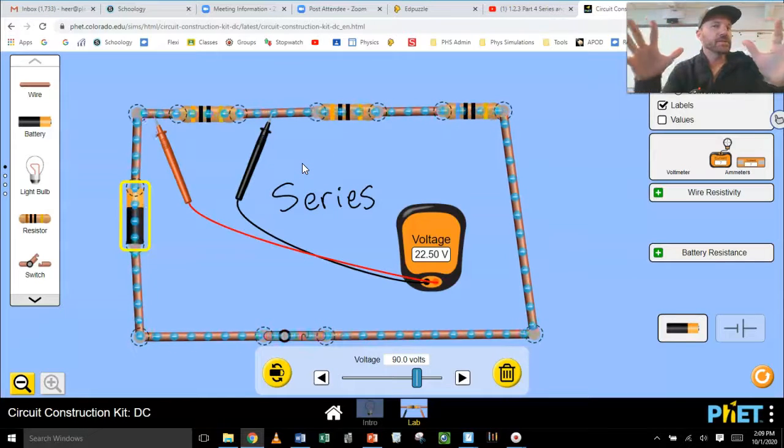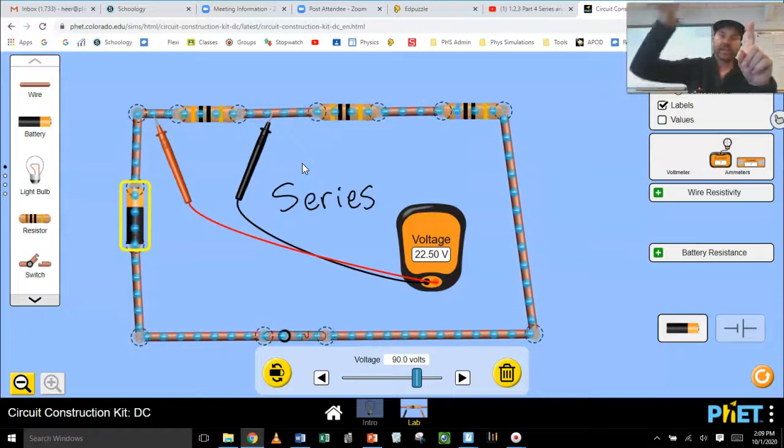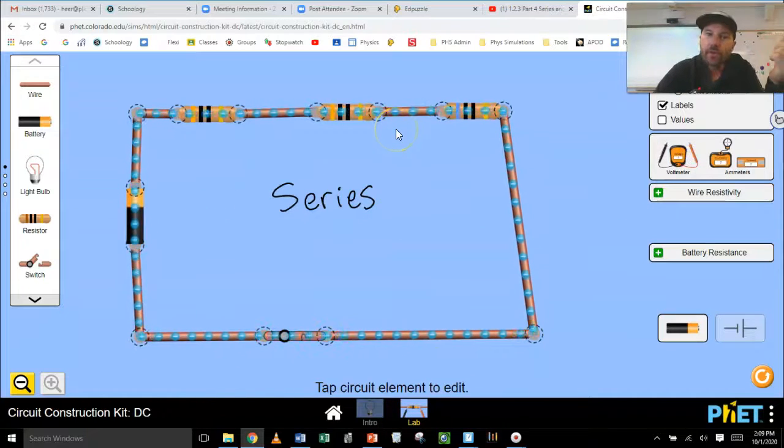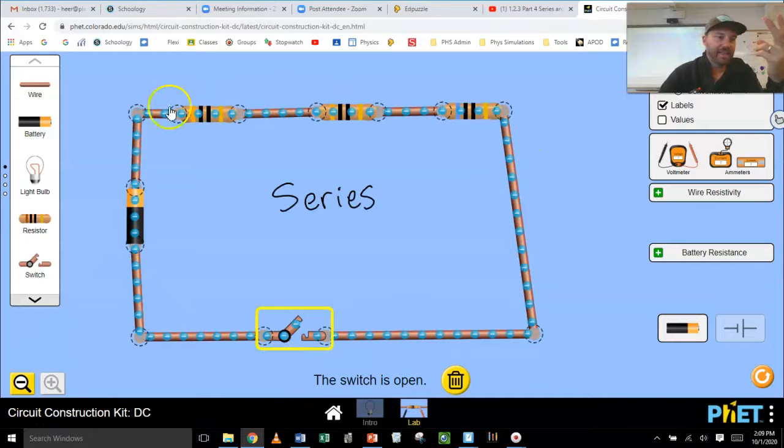Big ideas with a series circuit. Number one, they're all hooked up in a line, and there's only one pathway for the current to go. Number two, if you do something to the current here, it affects it around the entire circuit. You can't not affect the whole thing.